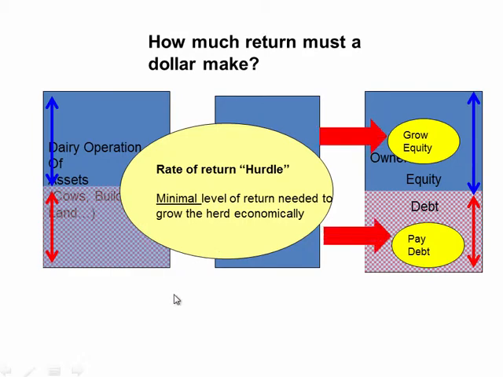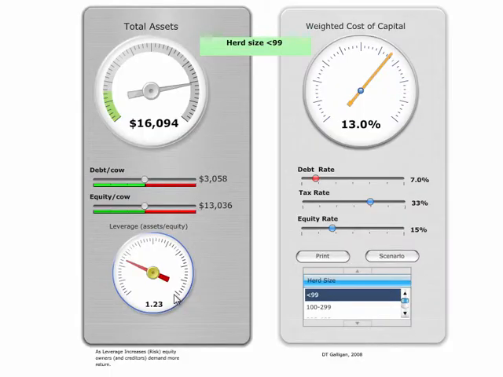Now to calculate this, we can use an analytic that we've created on the web, where on the left here is where you enter in the total assets, and we conveniently divide them into what's equity and what's debt. So here we have for a small herd size, $16,000 assets per cow. $3,000 of it was debt, and about $13,000 of it is equity. We can see that the leverage ratio of assets to equity is 1.23.